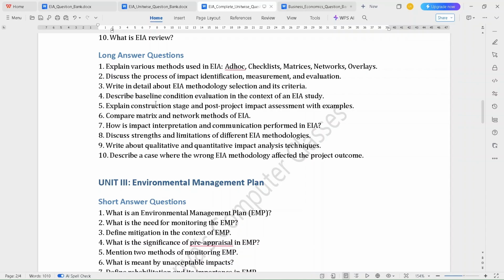How is impact interpretation and communication performed in EIA? Discuss strengths and limitations of different EIA methodologies. Write about qualitative and quantitative impact analysis techniques. Describe a case where the wrong EIA methodology affected the project outcome.